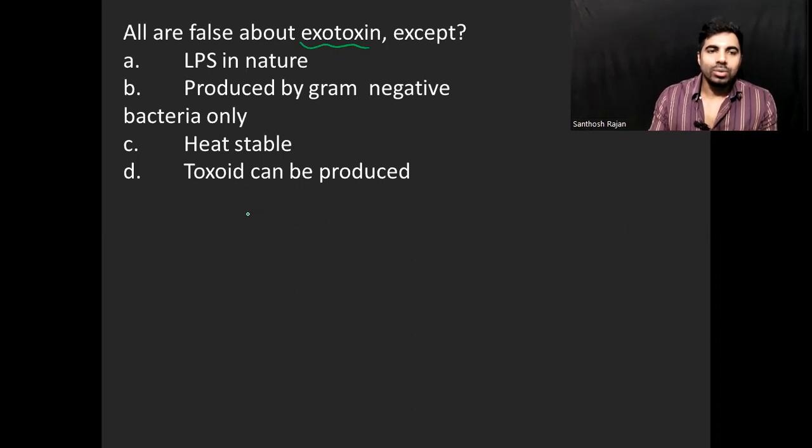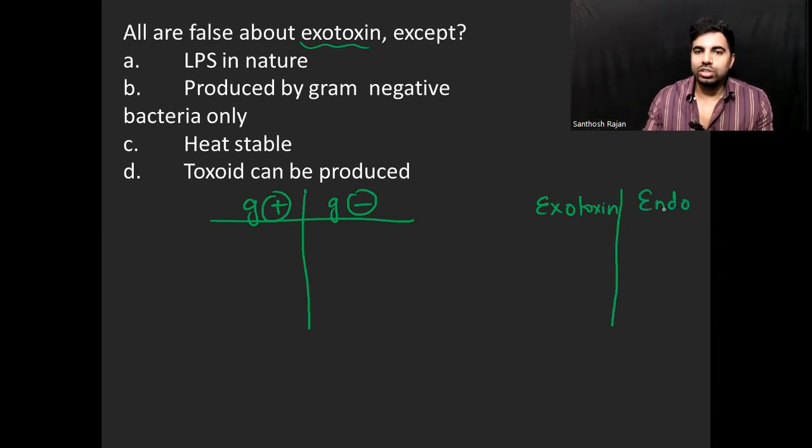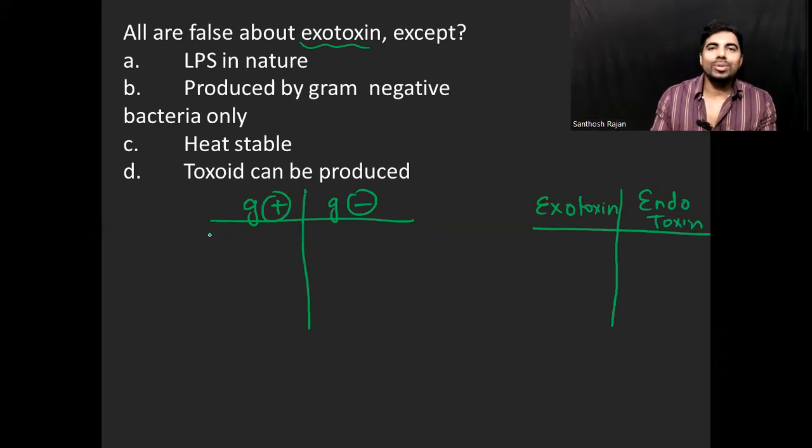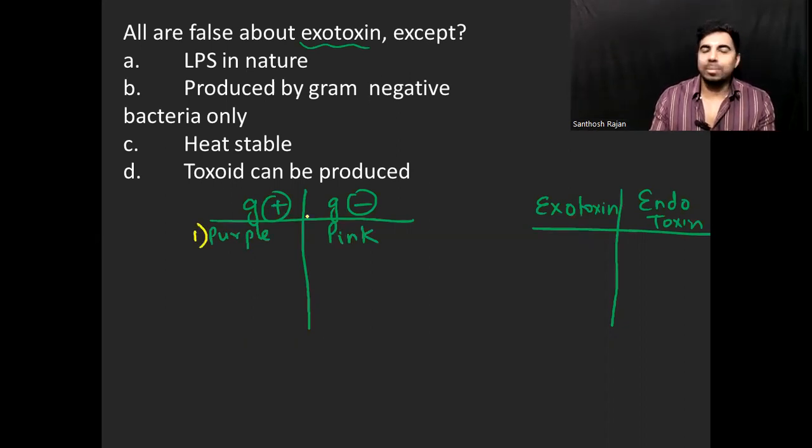Now you have gram positive. This question was asked, how to differentiate gram-positive and gram-negative. Gram-positive, gram-negative, and exotoxin, endotoxin are the frequently asked ones. Both the differences you must know. Very, very simple and easy. As I told you already, all the positive people are purple color. Negative people are pink color. Let me just change the color so it will be nicer to see. Purple and pink, gram positive, gram negative.